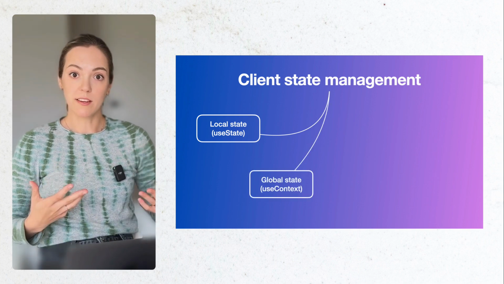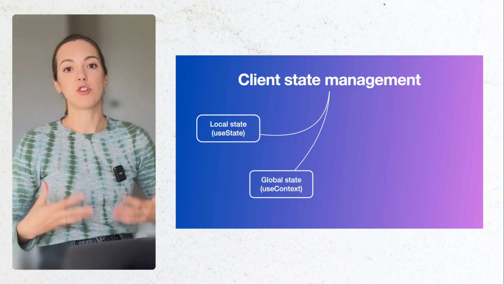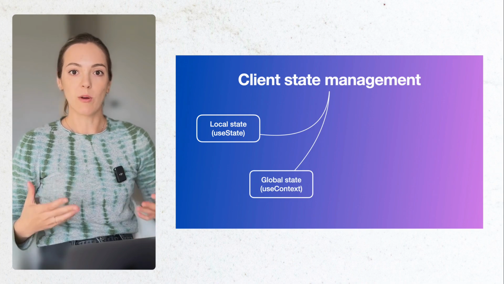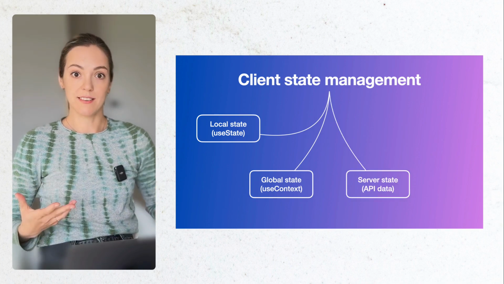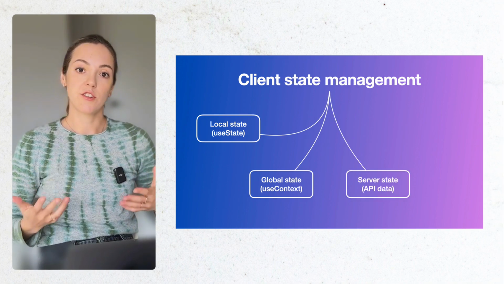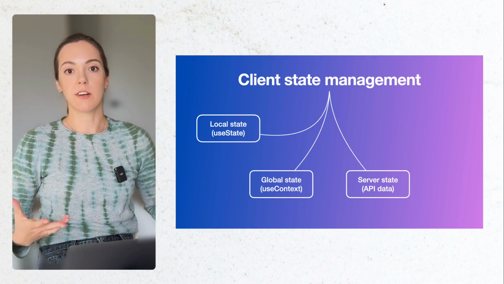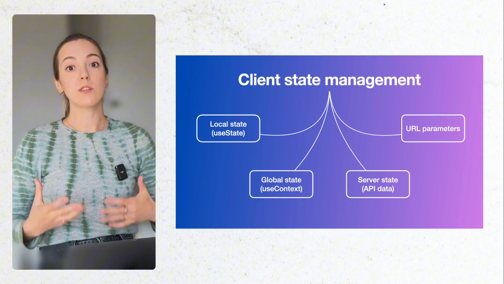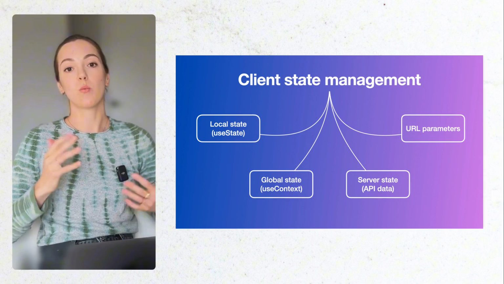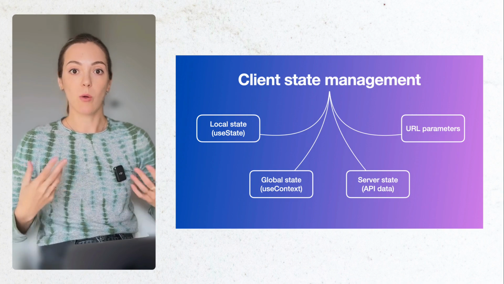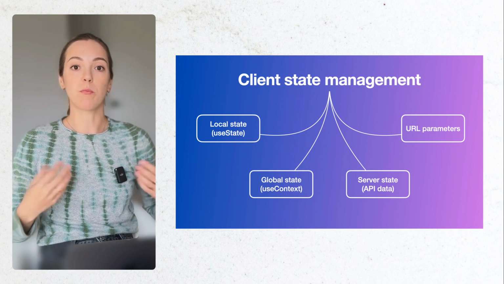Then you have global state. This is the state that has to be shared across multiple components within your application, such as user authentication. Then we have server state. This is the data that gets fetched from your API that needs to be synchronized with your UI. We can also keep track of your state within your URL parameters. Parameters within your route can dictate how your app behaves, looks, and what it presents to the user.